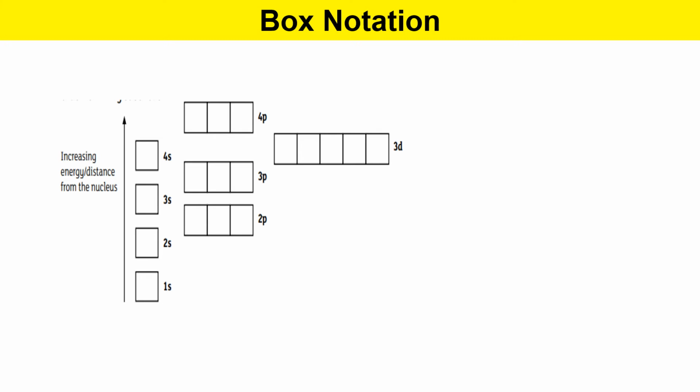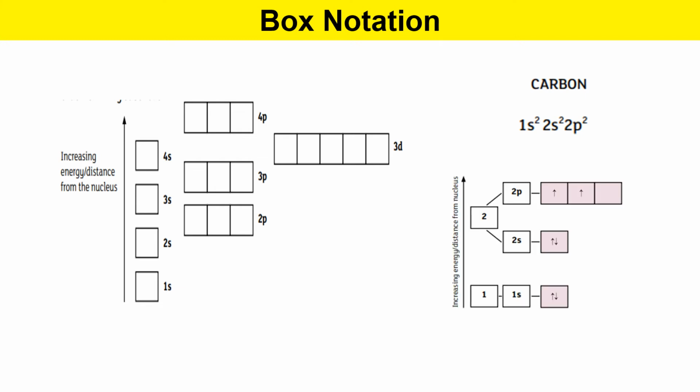If we have a look, here is an example of carbon. Carbon has 6 electrons. Its electronic structure is 1s2, 2s2, 2p2. So we put 2 electrons in the 1s orbital, 2 electrons in the 2s orbital, and we fill the 2 electrons singly into the 2p orbitals.